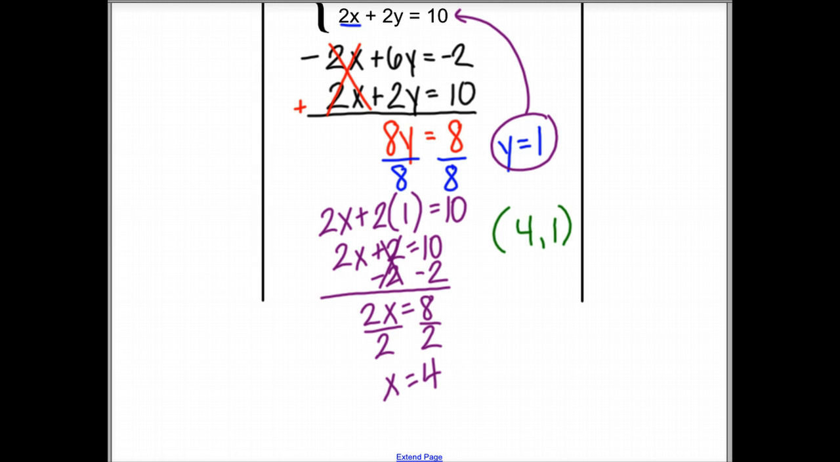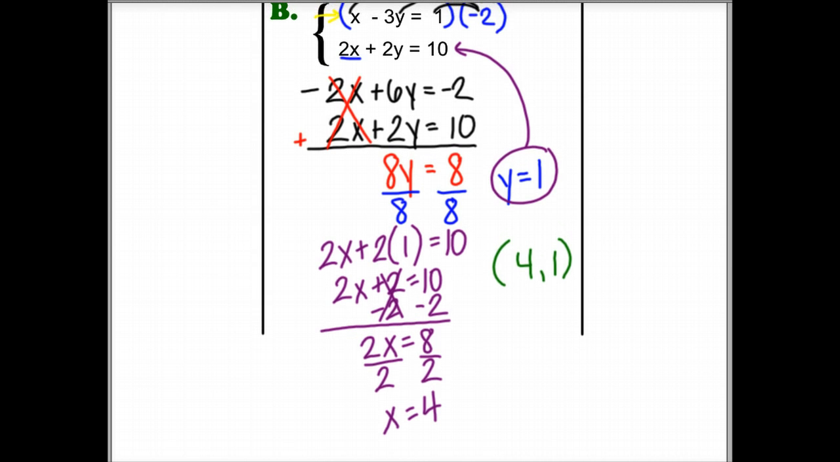And if I quickly check that in my original equations, 3 times 1 is 3, 4 minus 3 is in fact 1, 2 times 4 is 8, 2 times 1 is 2, 8 plus 2 does in fact equal 10.